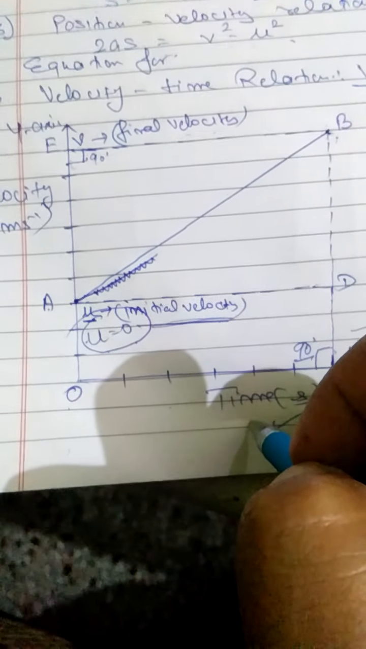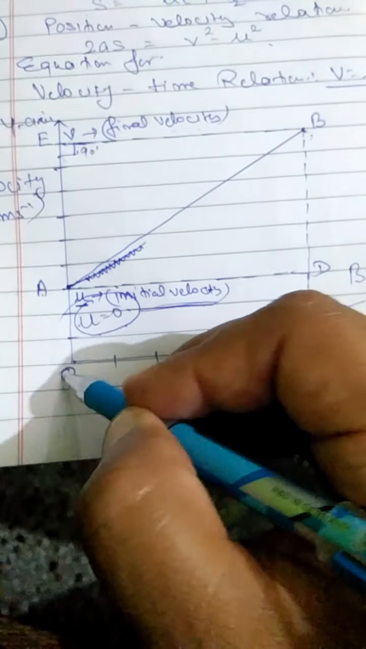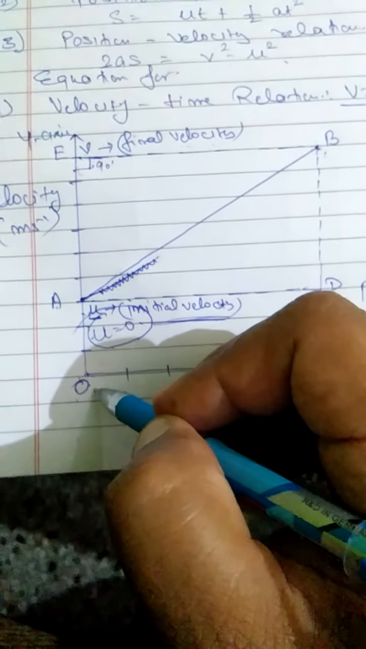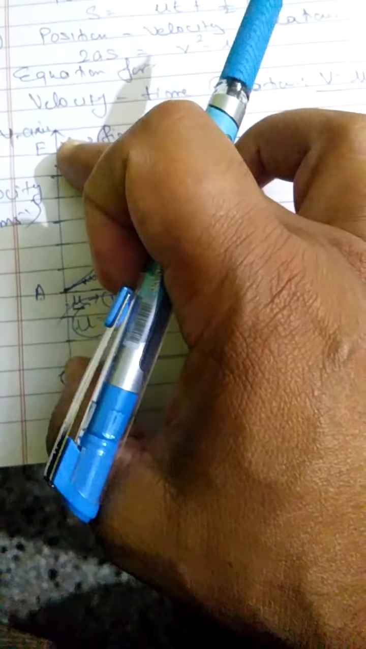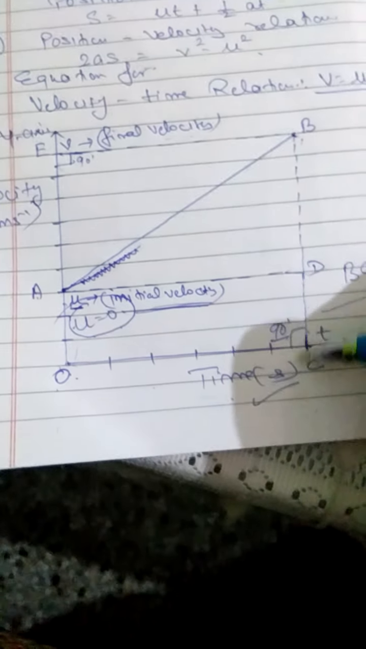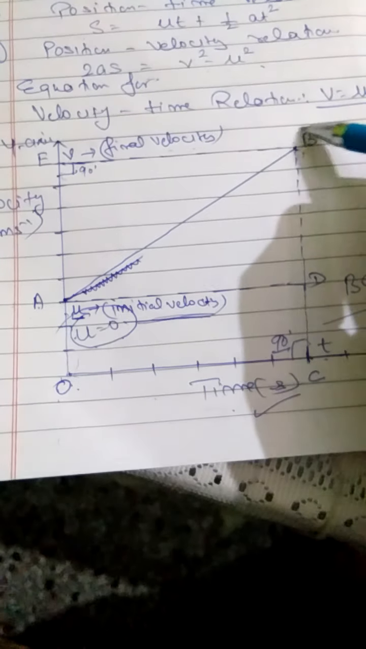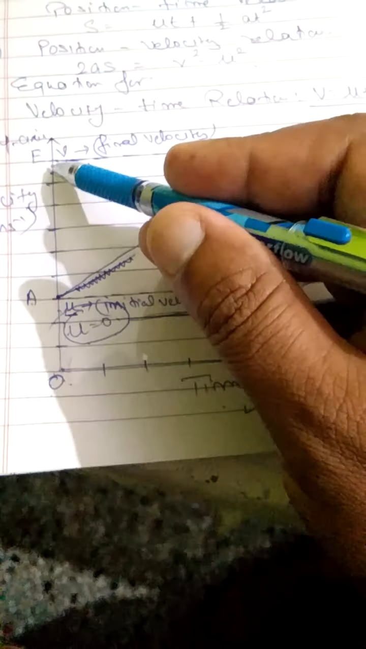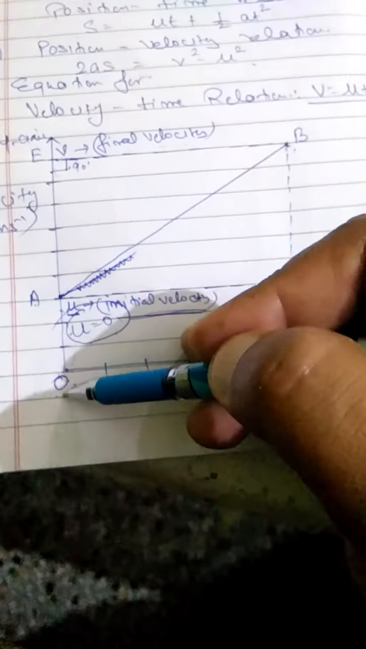On the velocity axis, the initial velocity is represented by OA. Okay beta, OA is the initial velocity and the final velocity is represented by BC. Why BC? Because OE is parallel to BC, so we represent this as the final velocity because the object finally reaches point B. Okay, BC parallel to OE.